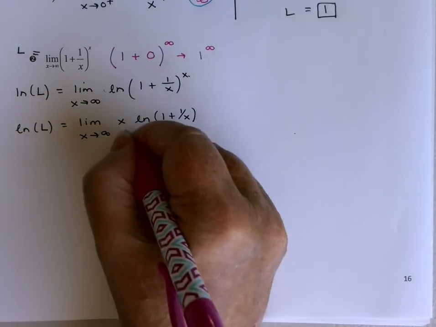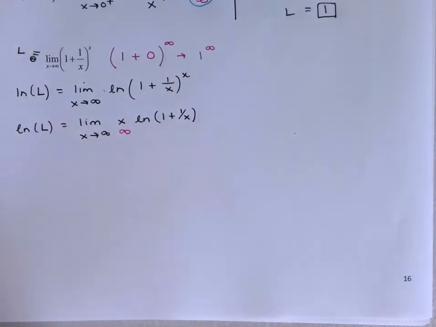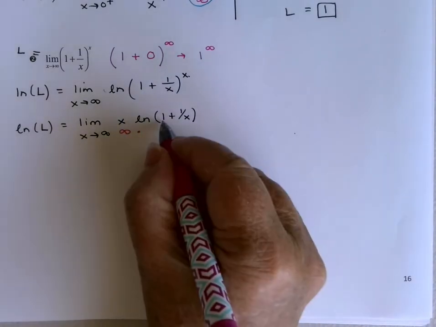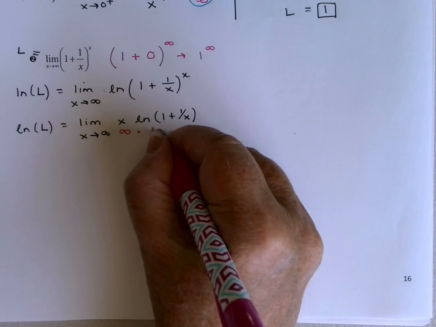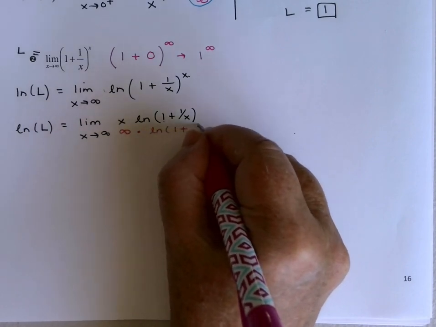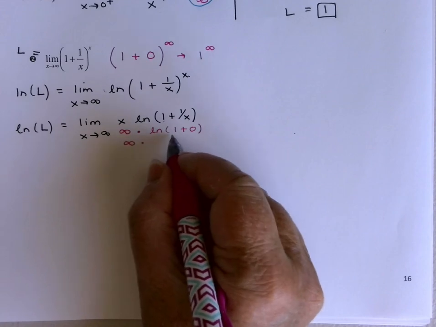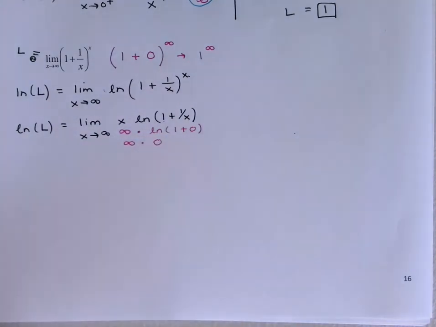As x goes to infinity, this x becomes infinitely large. And let's see, that would be the natural log of 1 plus 0. So I have infinity times ln 1, but ln 1 is 0. So I still have an indeterminate form. It's just a different indeterminate form. Okay, we can handle that.